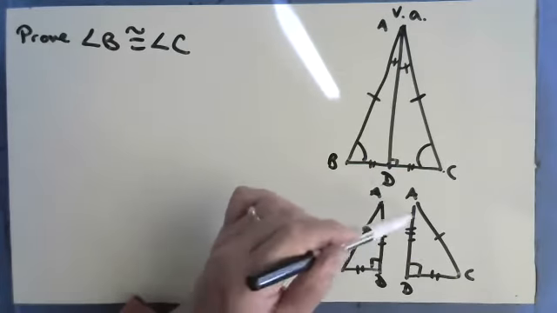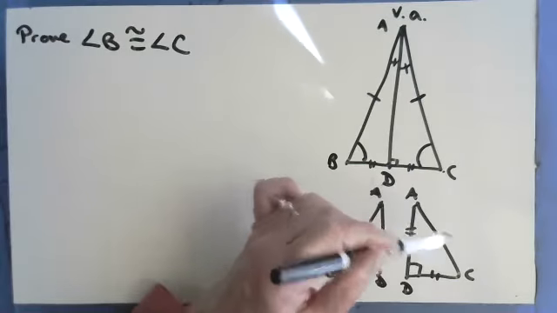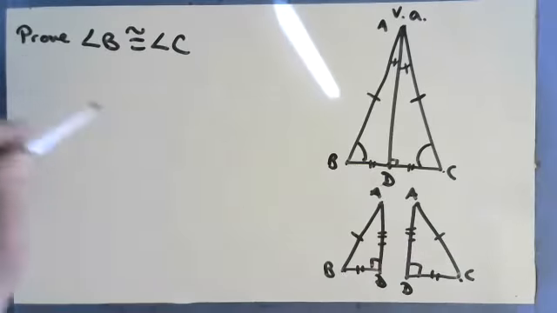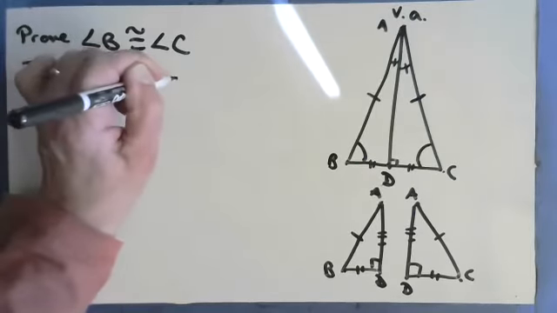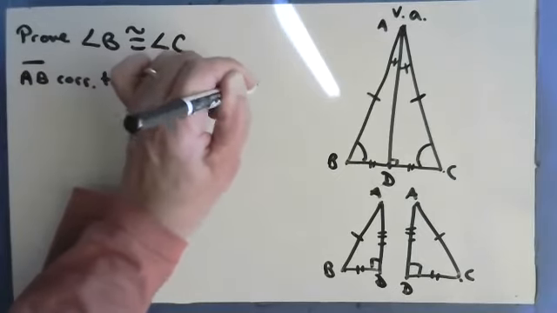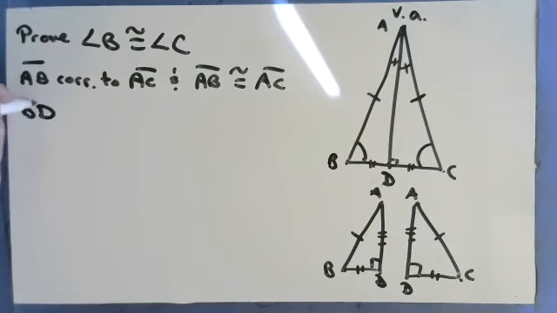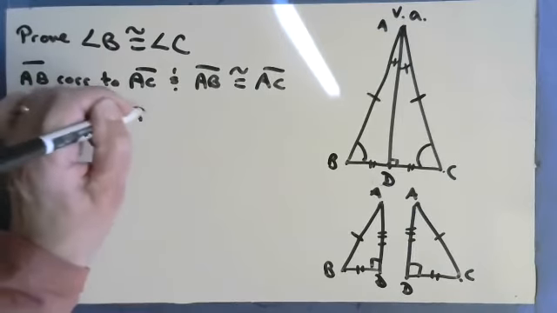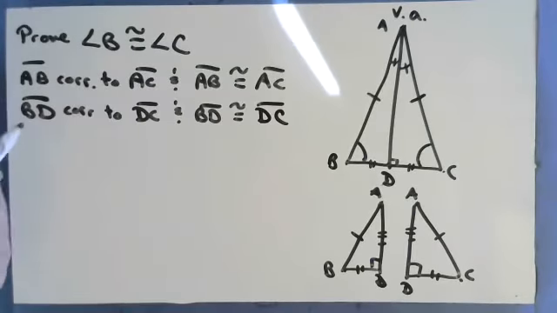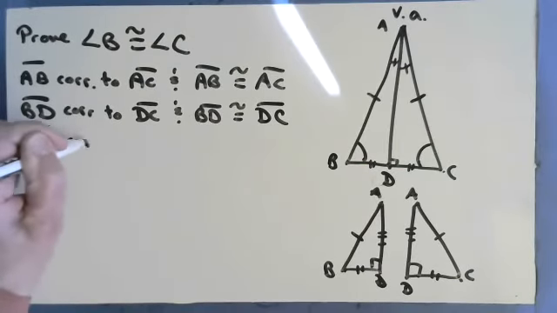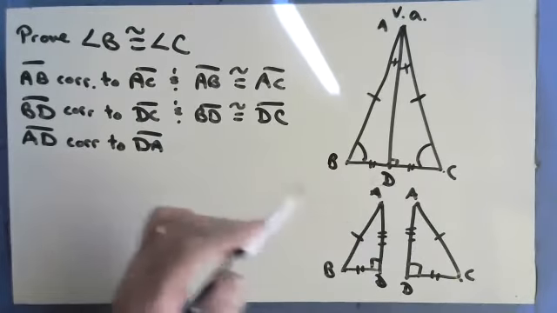So when we look at the way that we've created these two triangles, AB corresponds to AC, and AB is congruent to AC. And so we do that for all of our corresponding sides. We say BD corresponds to DC, and BD is congruent to DC. And then we have AD corresponds to DA, and remember we're calling it backwards just to emphasize that they are two different line segments when we pull them apart.